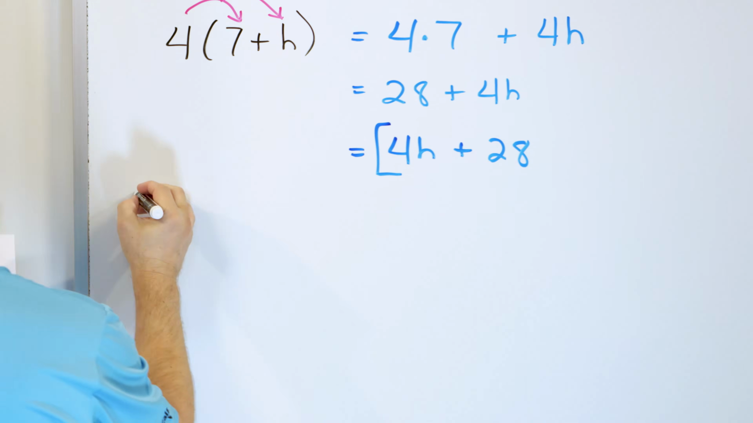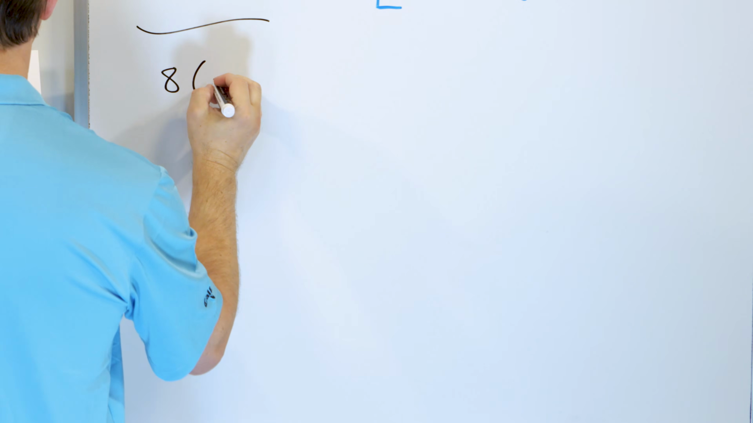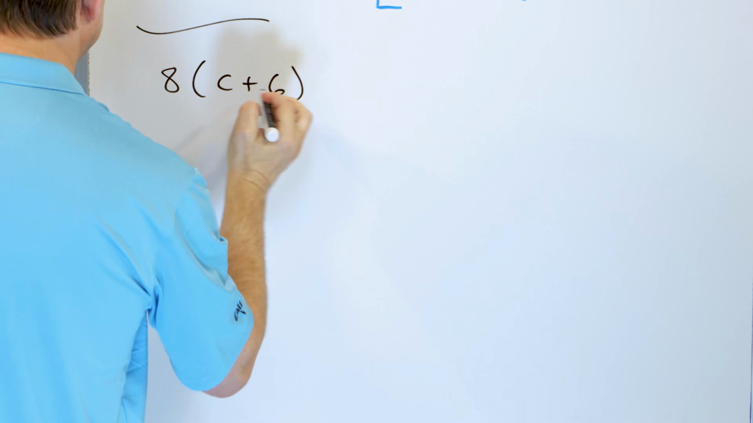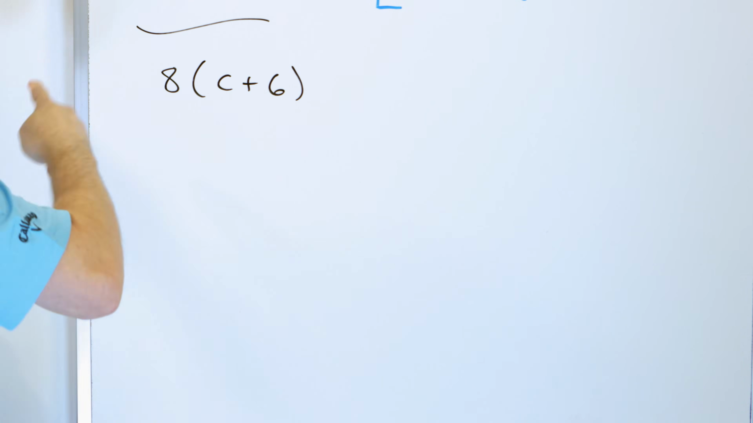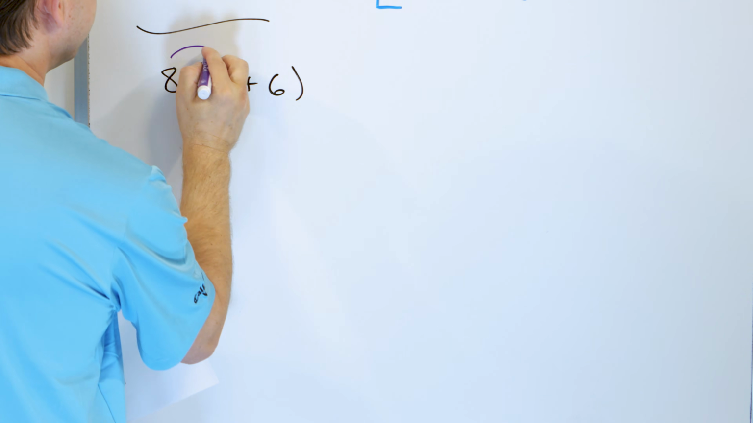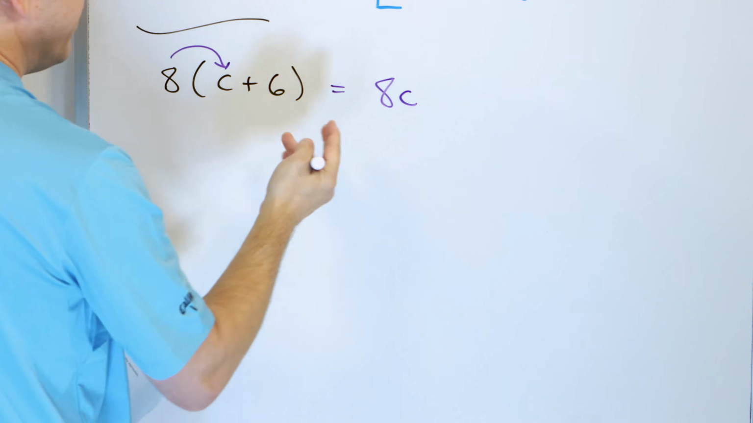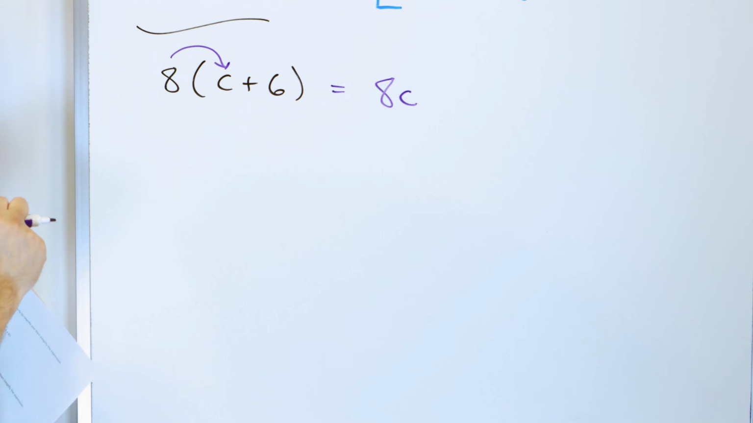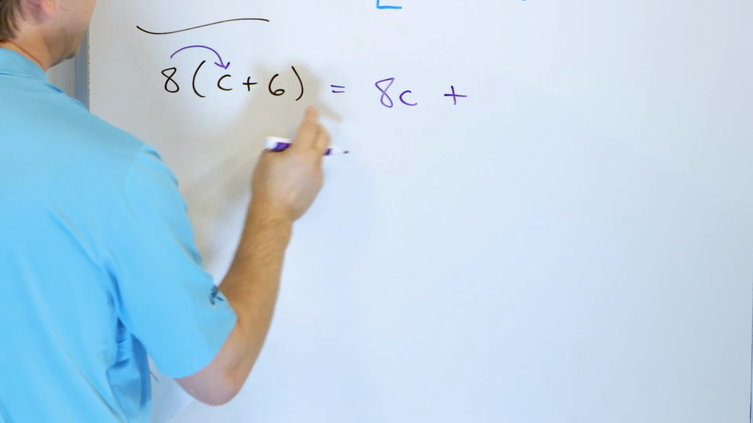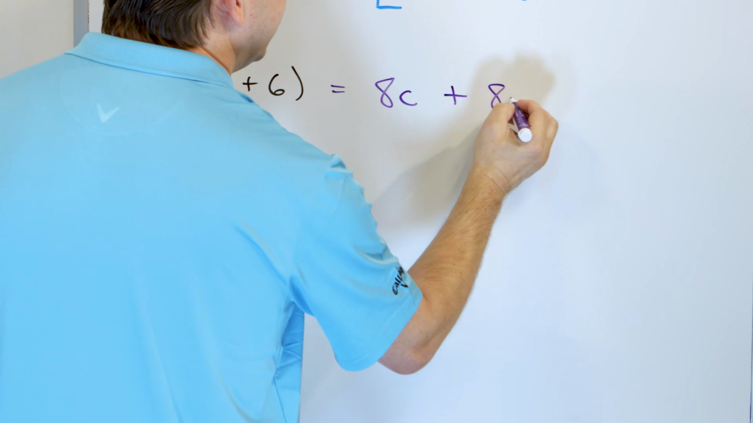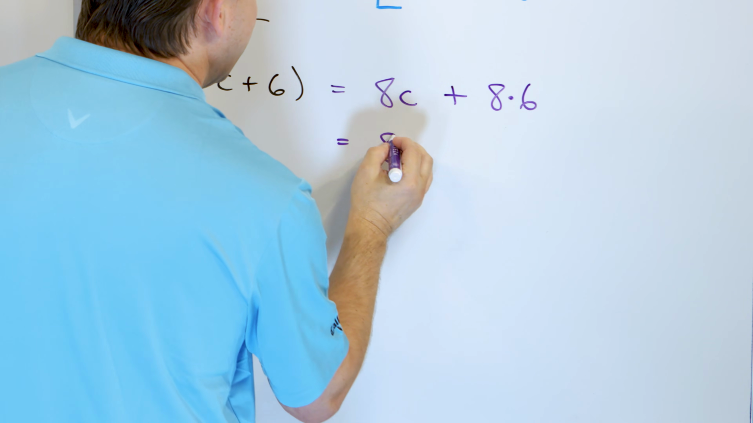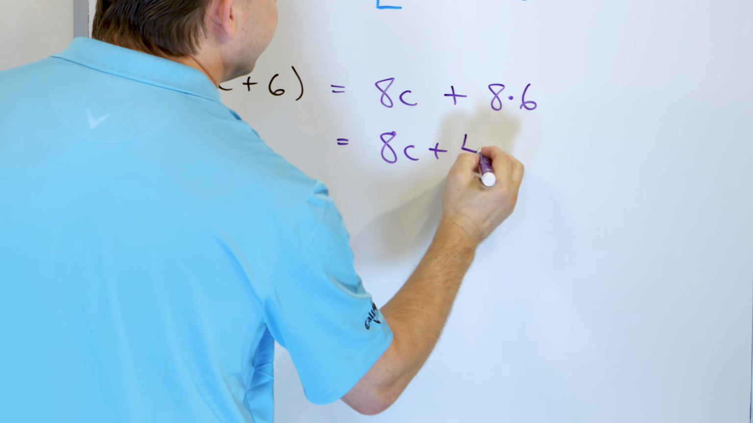All right, let's take a look at 8 parentheses c plus 6. So what are we going to have? Well, we're going to be multiplying 8 times the first term, which is c, 8 times c. We could put a dot there, but we know they're multiplied by writing them next to each other. The plus sign comes from right here, and then 8 times 6. And so 8c, and then 8 times 6 is 48.